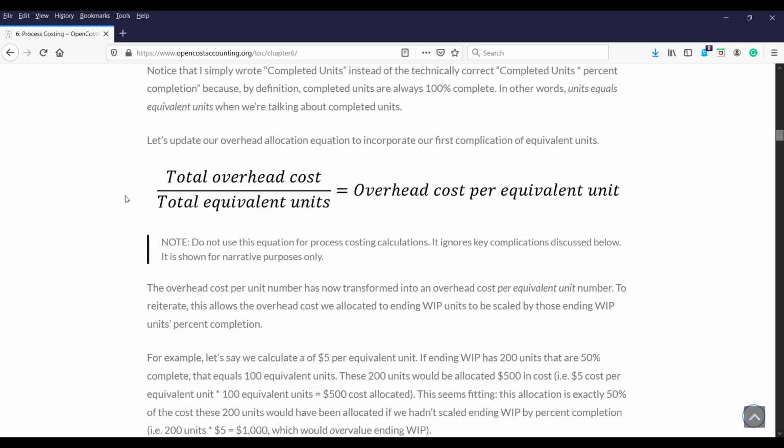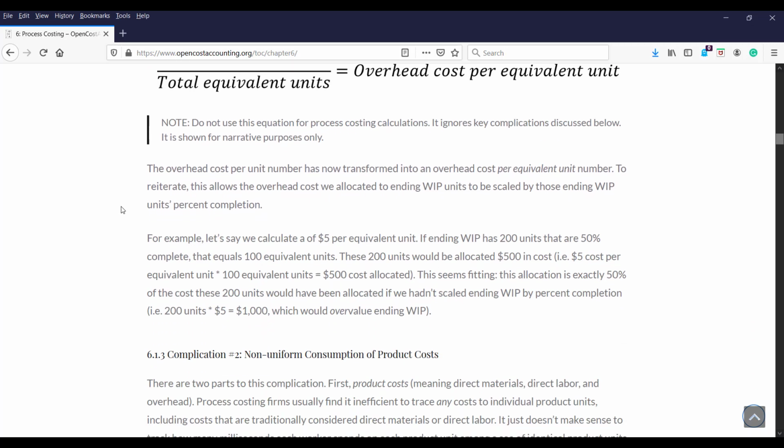Again, some companies ignore this. They don't worry about ending WIP. They either assume they're 100% complete or 0% complete just by rule, and they simplify their calculations. And depending on the level of work in process inventory you have at the end of the period, you might not lose much information value from that. But we're going to go with the harder case in which you do care about ending work in process being equivalentized. And so now we have overhead cost per equivalent unit. Okay, we've made it a little more complicated, but we have another complication heading up.